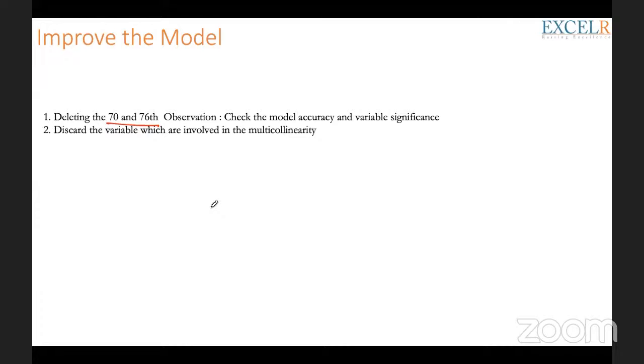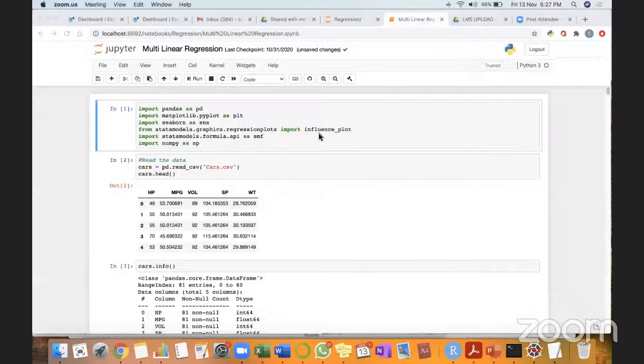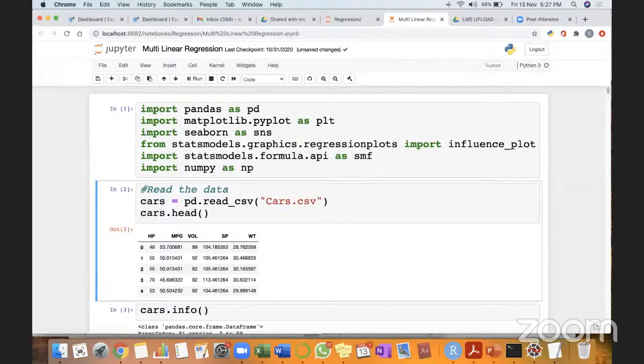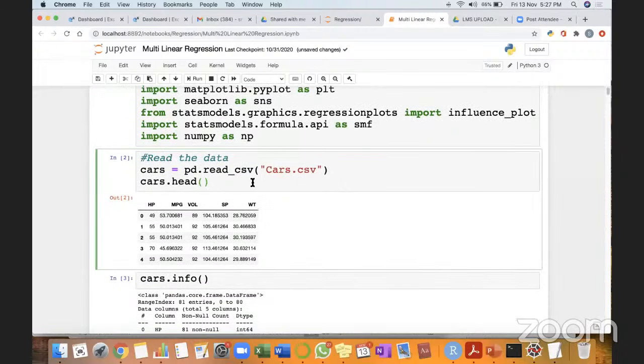Now let us go through all these steps. Whatever we have discussed as part of multiple linear regression, we'll see in Python, and we are going to find out the best model and use that for prediction purposes. So these are the libraries that we need to load, and load the cars dataset.